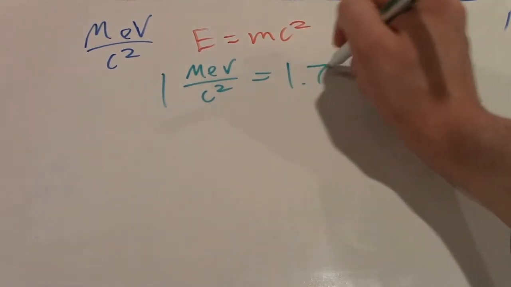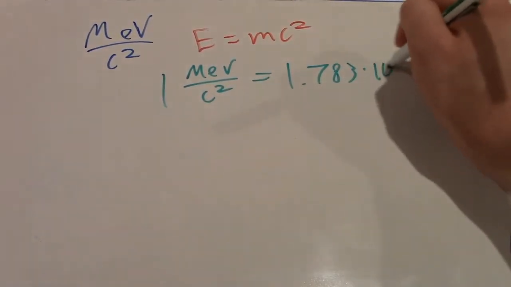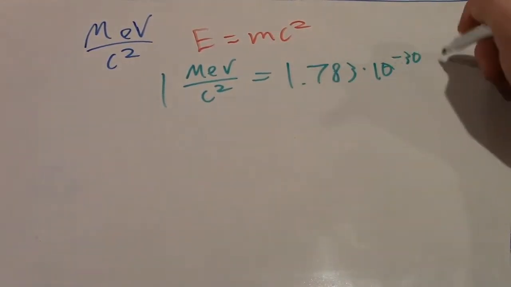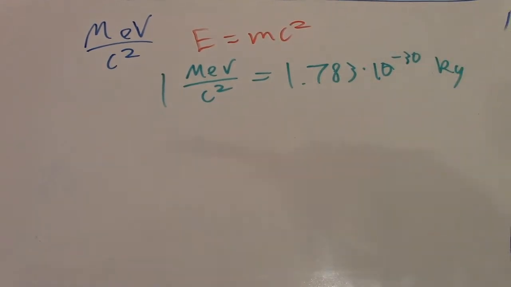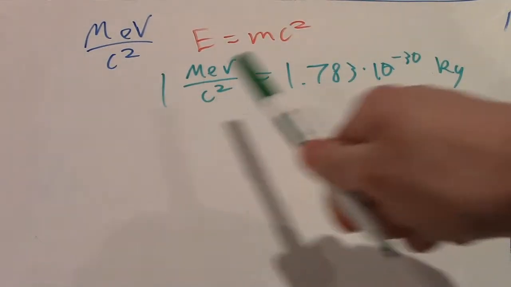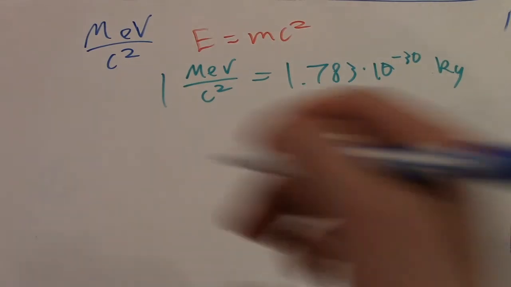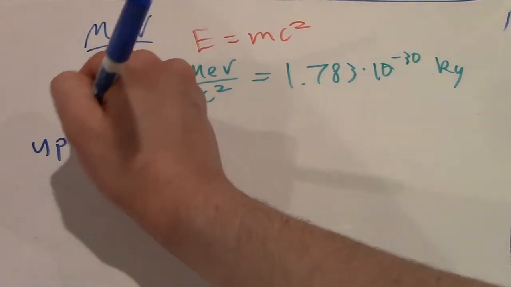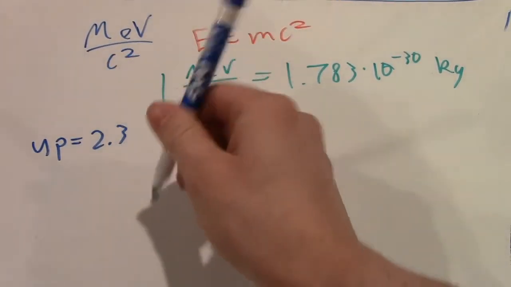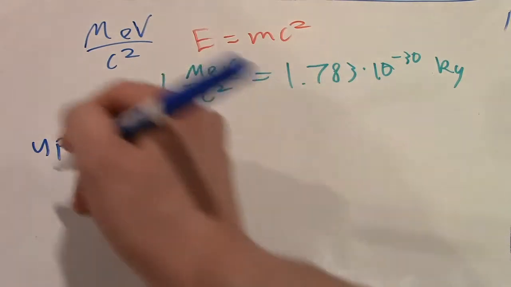Now, in case you're curious, 1 mega electron volt per the speed of light squared is equal to 1.783 times 10 to the negative 30th kilograms. So these are quite a bit less massive than these. Now, as to the mass of the 6 quarks, the up quark has a mass of 2.3 mega electron volts per the speed of light squared.